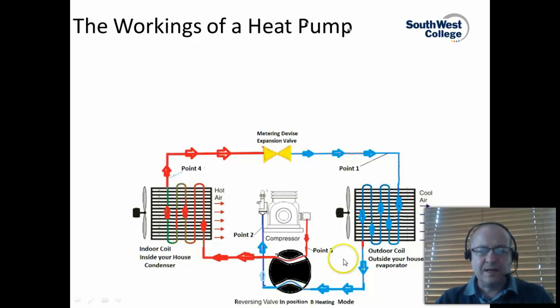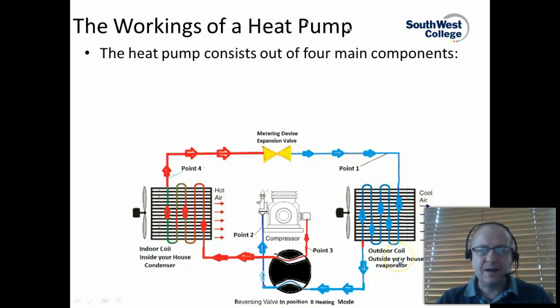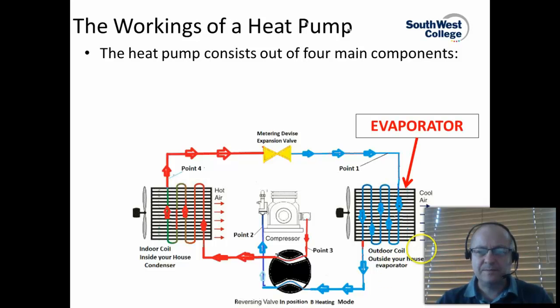So if we look at the internal workings of the system here, as we said in a previous lesson, the heat pump consists of four main components. Number one is the evaporator. That is your outdoor coil, so that'll be outside your house. In an air source heat pump, that'll be a heat exchanger with a fan, or that could be your ground loop in a ground source heat pump.